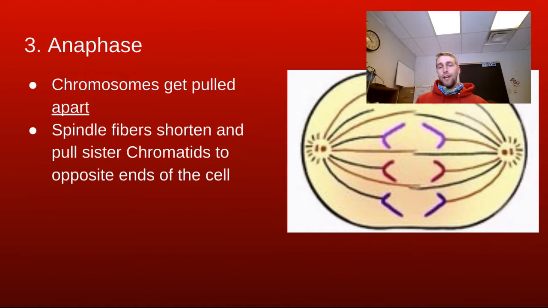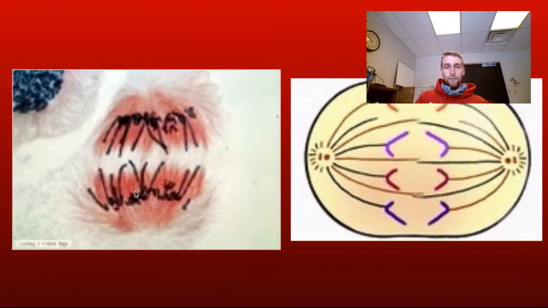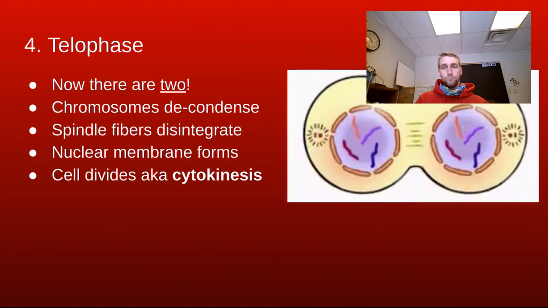Next is anaphase. A for anaphase, A for apart. This is usually a really brief phase, because after they're lined up in the middle, sister chromatids separate and pull apart to opposite ends of the cell. There's anaphase. You can clearly see 2 sets of chromosomes getting pulled to the top and bottom of that cell.